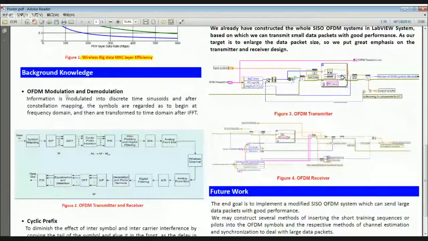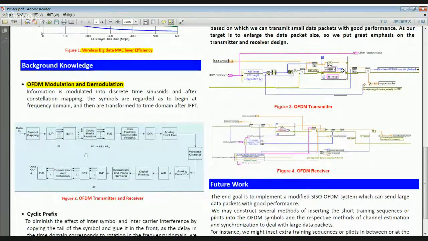So, what is the SISO OFDM system? SISO means single-in and single-out, which means that there is only one data stream and a single data channel here. OFDM means orthogonal frequency division multiplexing. The basic principle of OFDM is to split a high-rate data stream into a number of low-rate streams that are transmitted simultaneously over a number of subcarriers.